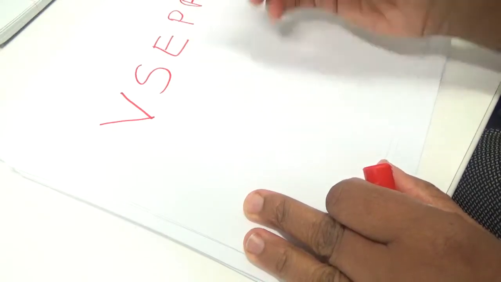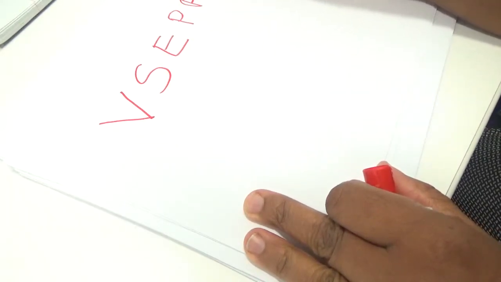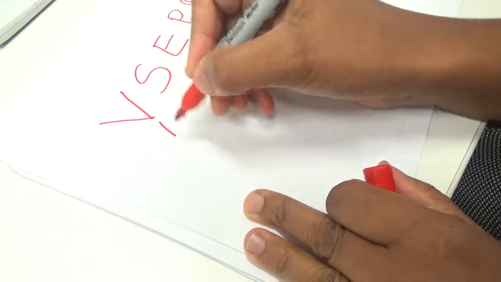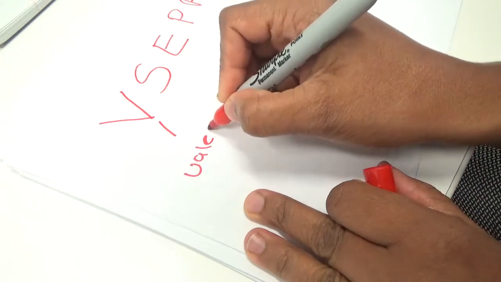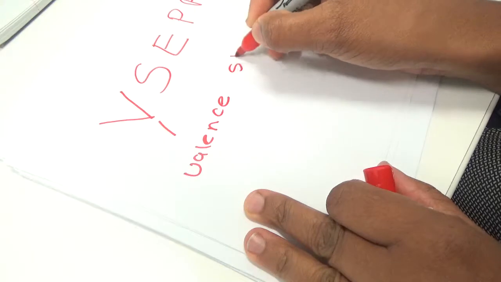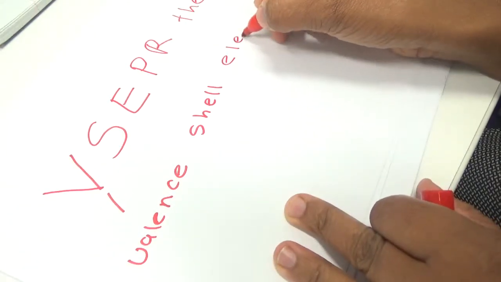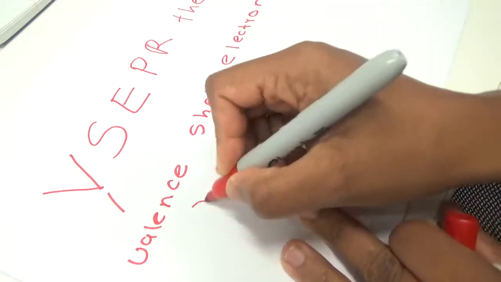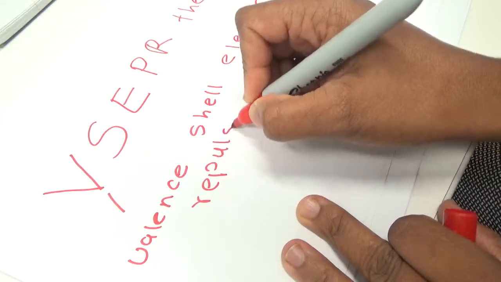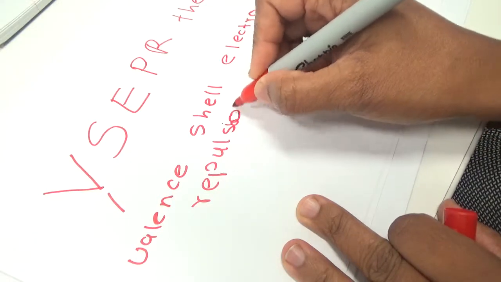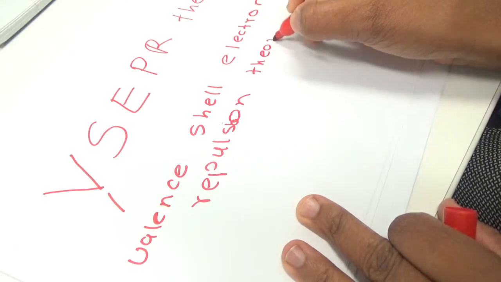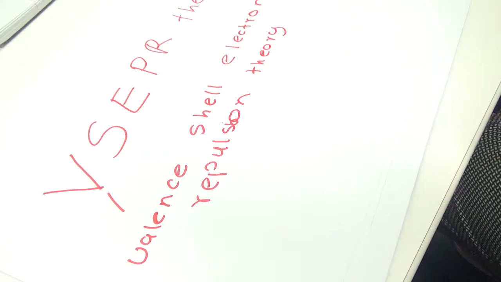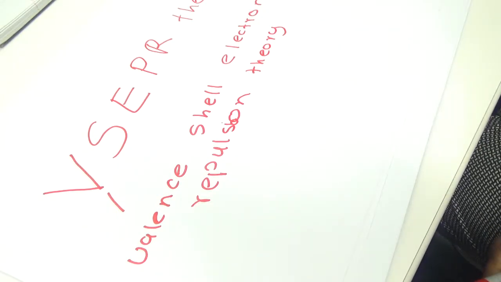VSEPR theory. What does VSEPR theory stand for? Valence shell electron pair repulsion theory.